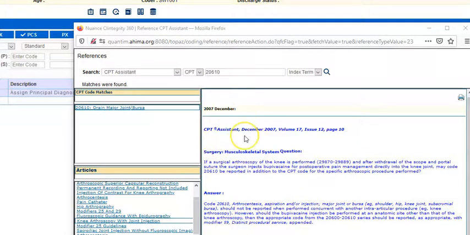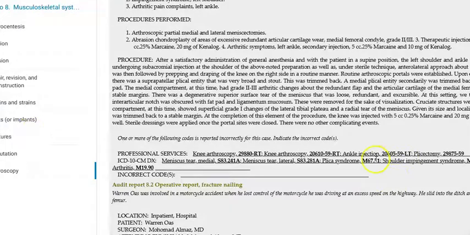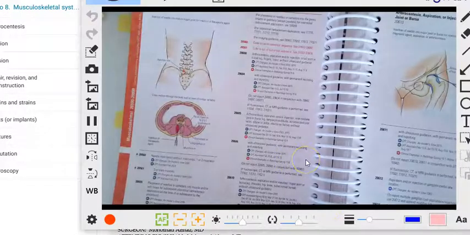So right there we know we cannot code 29880 and 20610 together, that violates the coding guidelines, because 20610 would be included in 29880. So we've identified one code that we do not need. Now let's go back to our report and look at the next code. An ankle injection, 20605.